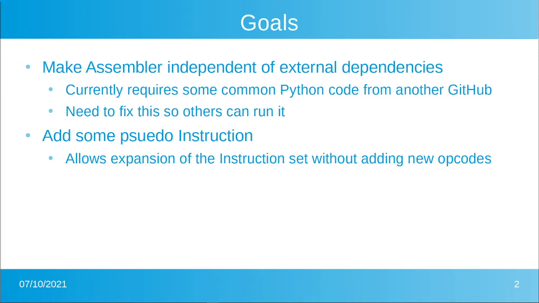It's hard to see this when you're running something on your own. You forget about the dependencies. So if you tried to run it, I apologize for that, but now it should run without any problems. Also, while we're here, while we're playing with the assembler, let's add some pseudo instructions. That'll allow us to expand the instruction set without tying up opcodes.